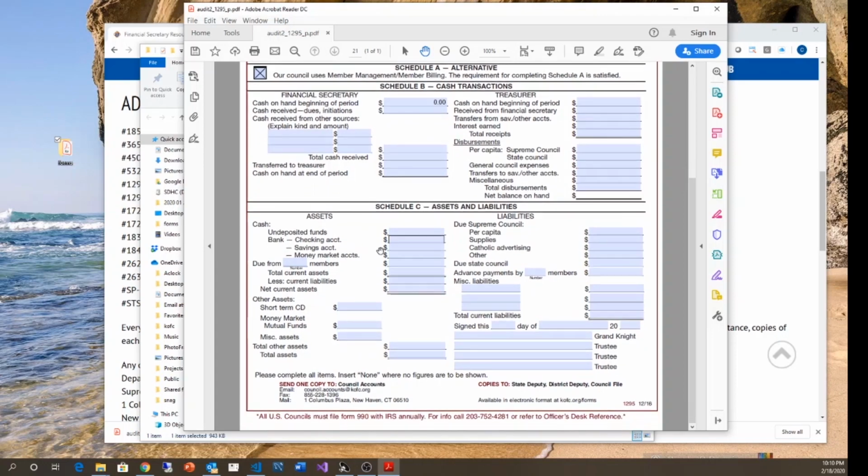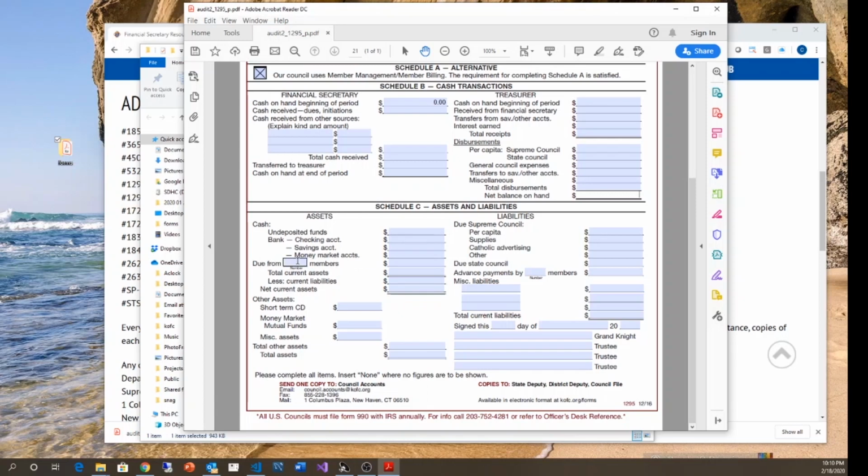If we move down here to assets, any undeposited funds, hopefully your financial secretary and your treasurer would have gotten all that money transferred and deposited. And then these next lines are pretty simple. It's whatever the checking account balance is, your savings account balance. If you have any money market accounts, just put those balances in there.